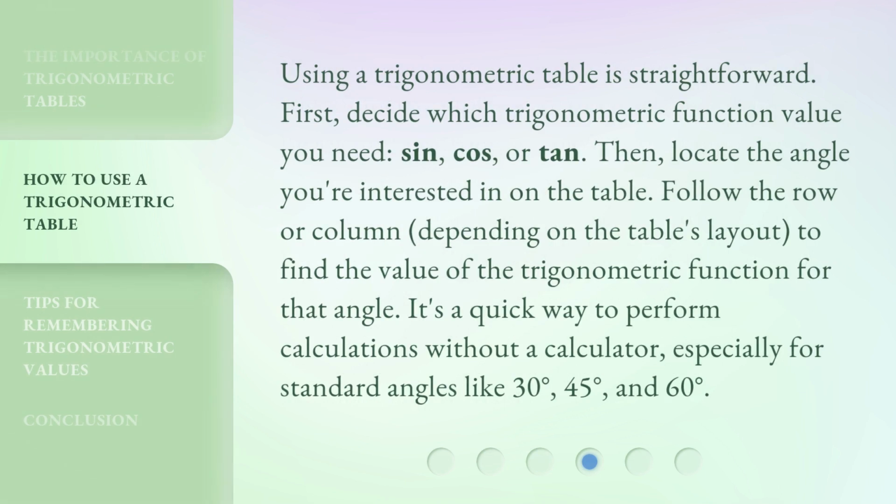Using a trigonometric table is straightforward. First, decide which trigonometric function value you need: sin, cos, or tan. Then, locate the angle you're interested in on the table. Follow the row or column, depending on the table's layout, to find the value of the trigonometric function for that angle. It's a quick way to perform calculations without a calculator, especially for standard angles like 30 degrees, 45 degrees, and 60 degrees.